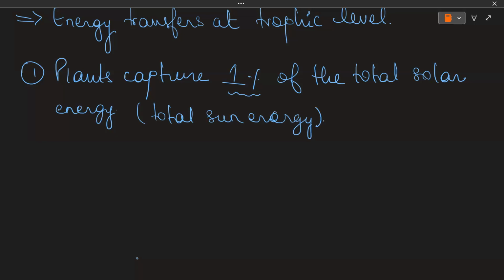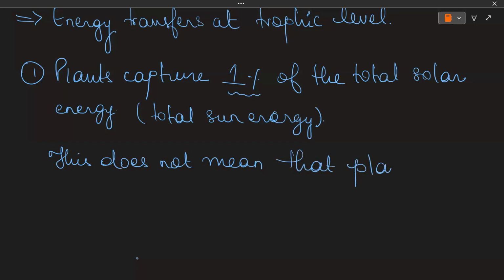Now, moving forward, we'll also mention that this does not mean that plants only have 1% of energy.